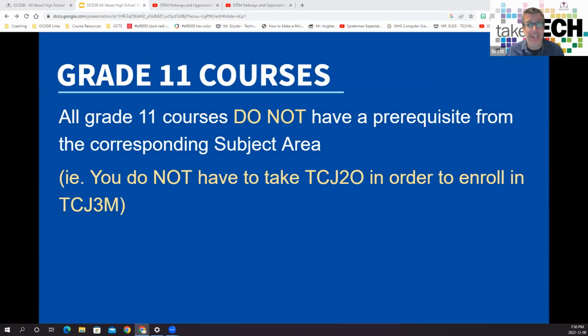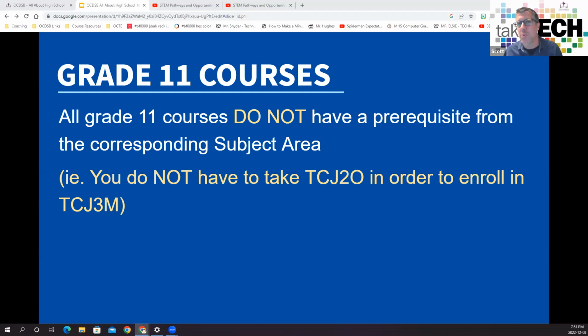So again, grade 11 courses do not have prerequisites. So grade 10, there's no prerequisite. Grade 11, there's no prerequisite. This really gives our students the chance to try out multiple different technology courses without feeling that they missed their opportunity because they didn't take the grade 10 level. So they could try something in grade 10, realize that isn't the pathway they want to go, and try something different in grade 11. There's no prerequisite.